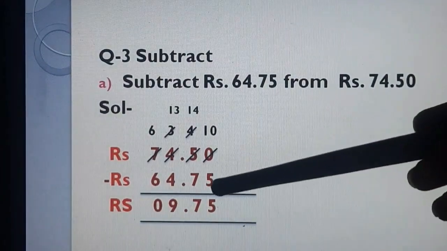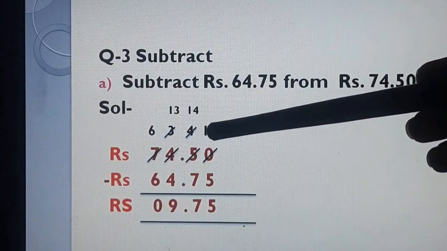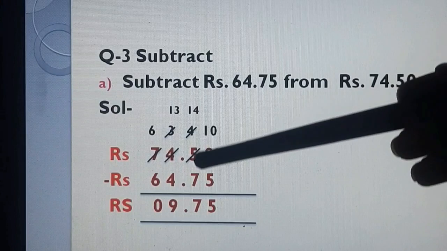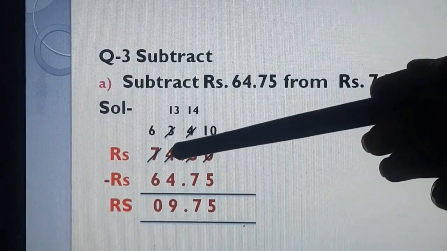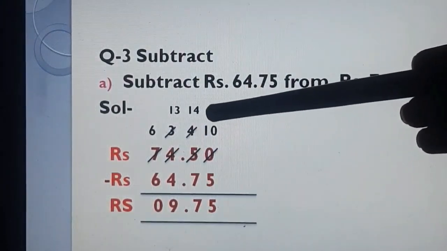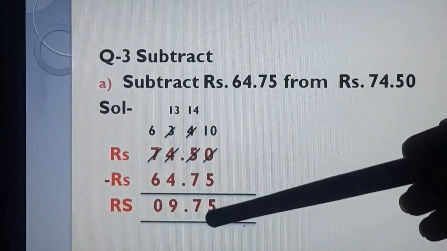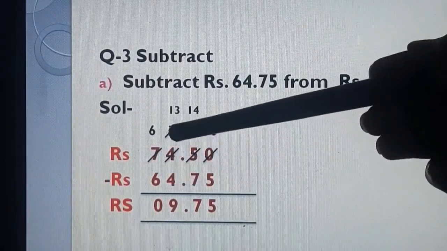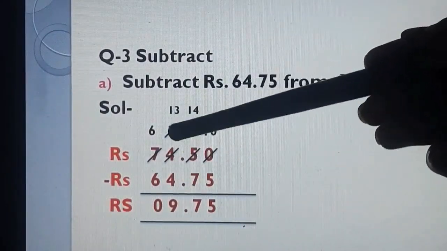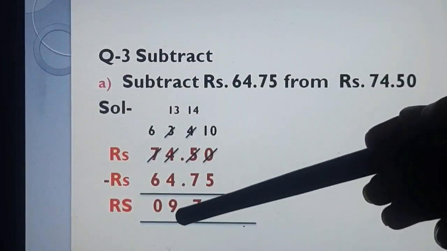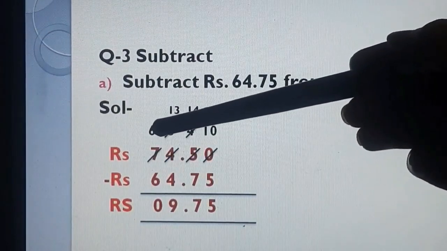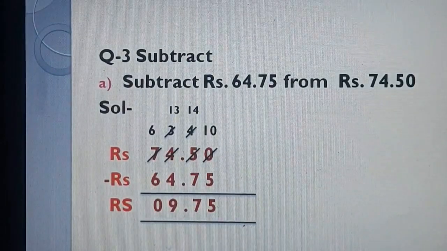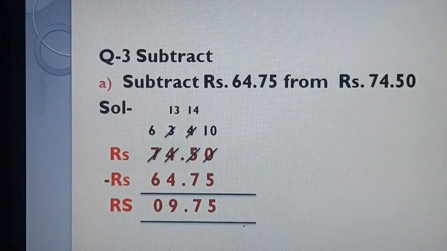Now 0 minus 5 not possible, so 0 will take borrow. It will become 10, 5 will become 4. 10 minus 5, 5. 4 minus 7 not possible, again it will take borrow. It will become 14. 14 minus 7, 7. 4 has become now 3. 3 minus 4 not possible, so it will take borrow. 3 will become 13. 13 minus 4, 9. And 7 will become 6 because it gave borrow. 6 minus 6, 0. So our answer is rupees 9.75.